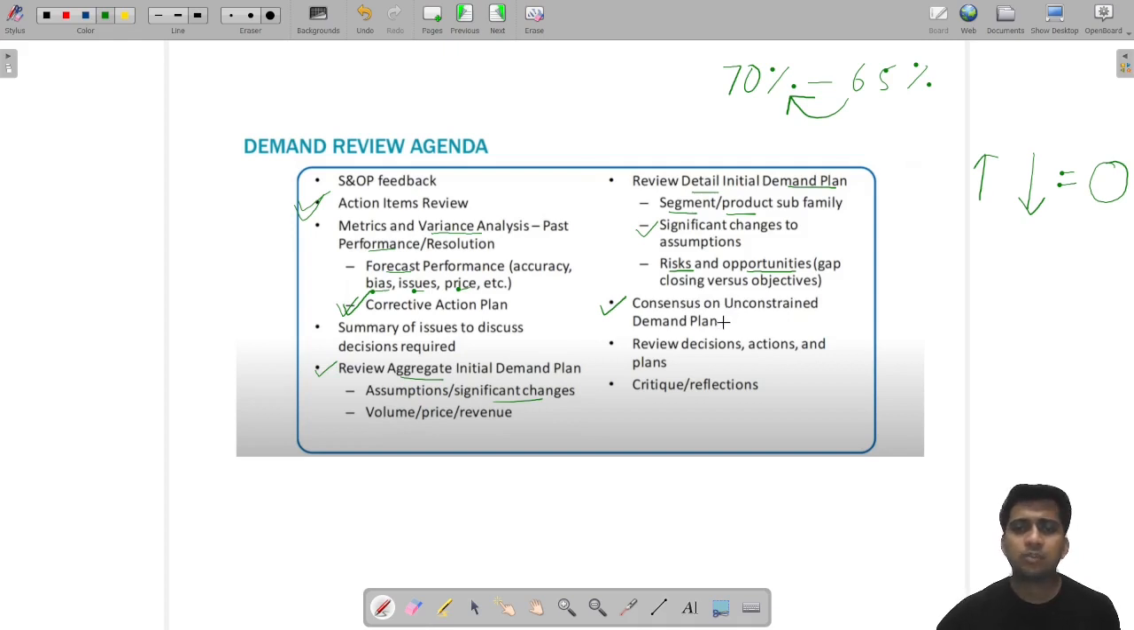A final number has to be agreed upon. Then at last you review all the decisions, actions and action plans. Then any comments, any reflections about the previous month or upcoming month, and with this you can close your demand review. So this was it for the demand review agenda. Considering these different factors, you can formalize, set up or structure a demand review process for your company.